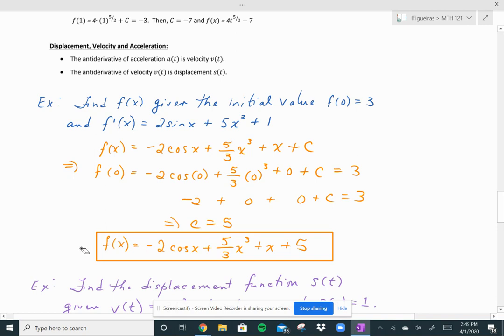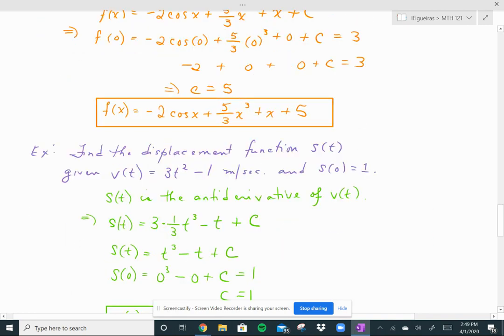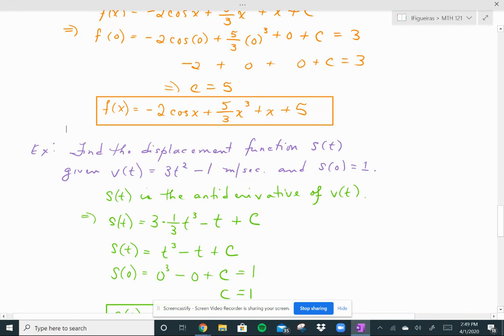This is regarding displacement. So we want to find the displacement function s of t, given that v of t is equal to 3t squared minus 1, and that's in meters per second, and the initial value is that s of 0 is equal to 1. So remember, s of t is the antiderivative of v of t. So if I take the antiderivative of v, I get s of t here. So that's just anti-power rule.